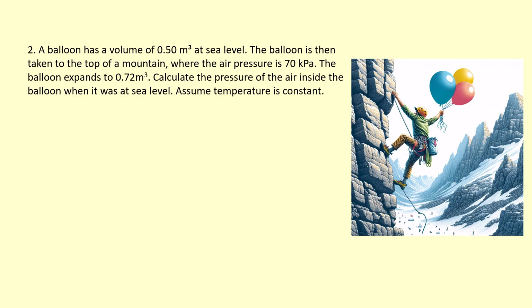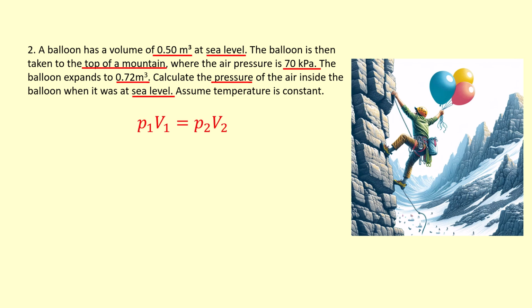Okay, final example here, I've got a balloon which has a volume of 0.50 meters cubed at sea level. The balloon is then taken to the top of a mountain where the air pressure drops to 70 kilopascals. The balloon has expanded to 0.72 meters cubed. Calculate the pressure of the air inside the balloon at sea level. So we need to calculate the pressure at the beginning, basically.